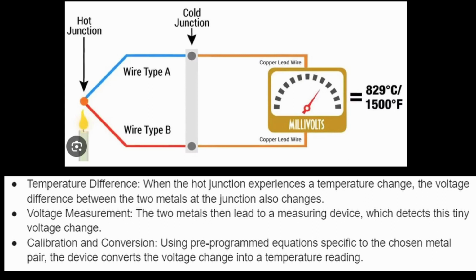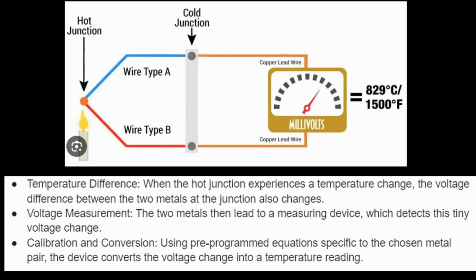Temperature difference. When the hot junction experiences a temperature change, the voltage difference between the two metals at the junction also changes. Voltage measurement. The two metals then lead to a measuring device, which detects this tiny voltage change.